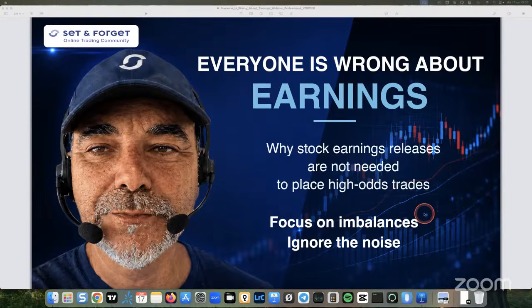place high probability trades. We need to focus on price action, imbalances, and ignore the noise of the smaller time frame. That doesn't mean that if we trade the smaller time frame to scalp, we should ignore the earnings because the volatility exists. But we're going to go over that. Thank you for joining.